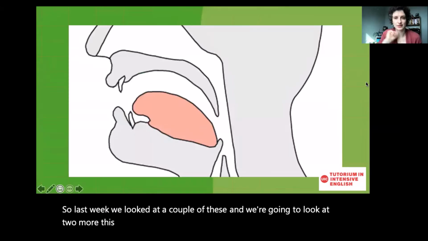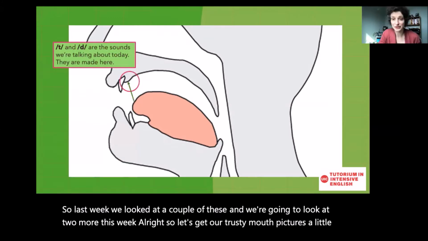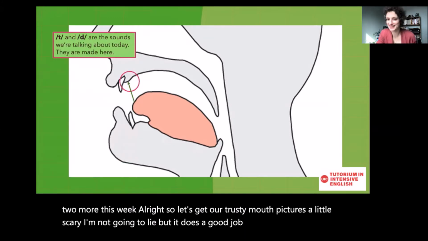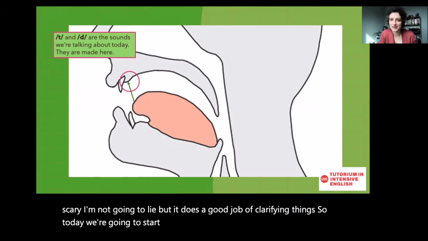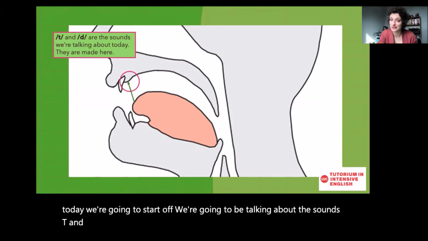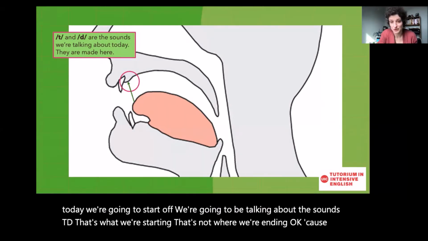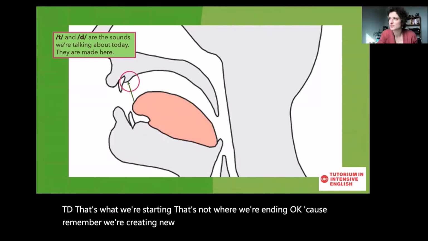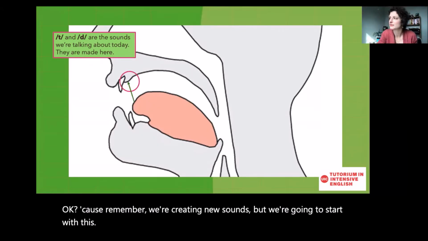All right, so let's get our trusty mouth. This picture's a little scary, I'm not going to lie, but it does a good job of clarifying things. So today we're going to start off talking about the sounds T and D. That's where we're starting. That's not where we're ending. Because remember, we're creating new sounds. But we're going to start with this T and D sound.